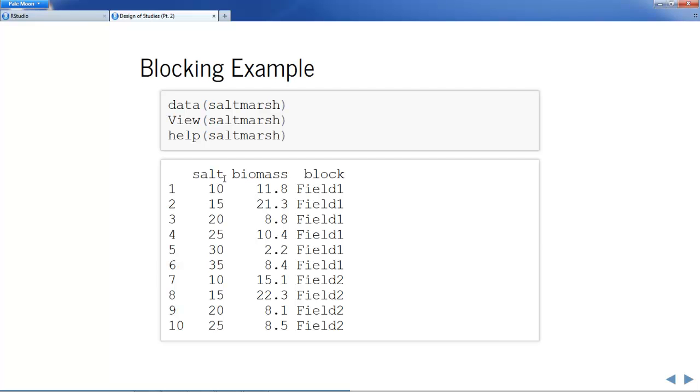Now, the second variable, biomass, gives a measure, and I'm afraid I could not find out the units, but a measure of the total biomass present in the plot after the period of study had ended. We have a third variable called block, and it has 4 possible values: field 1, field 2, field 3, and field 4. So what was going on with this data set?